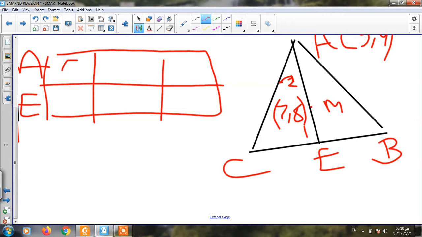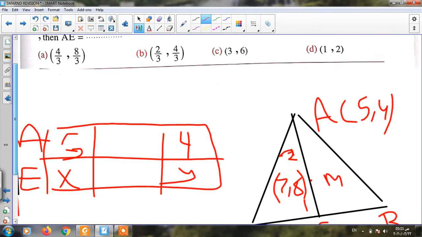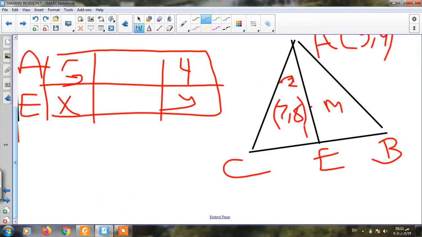5 and 4. And also we have E as X and Y because we wanted to get E. What did he ask about? He asked about finding the AE vector. It's vectors and division. So AE, from A, its division point is 2 and 1. The ratio between AM and ME is going to be 2 to 1.